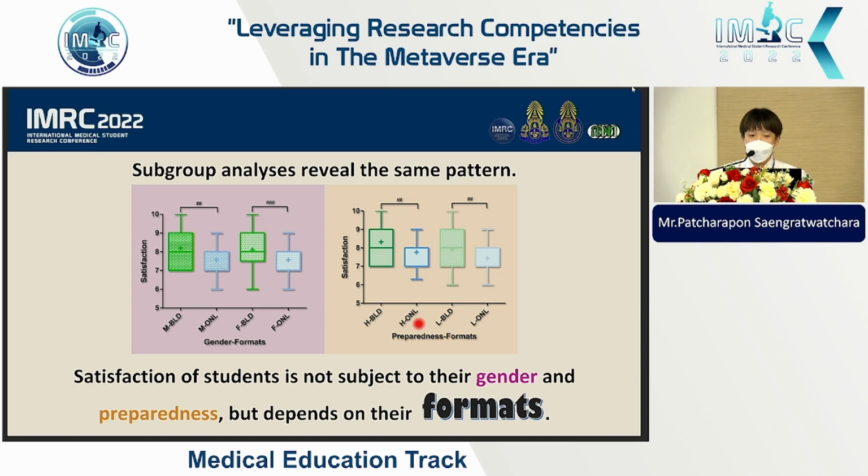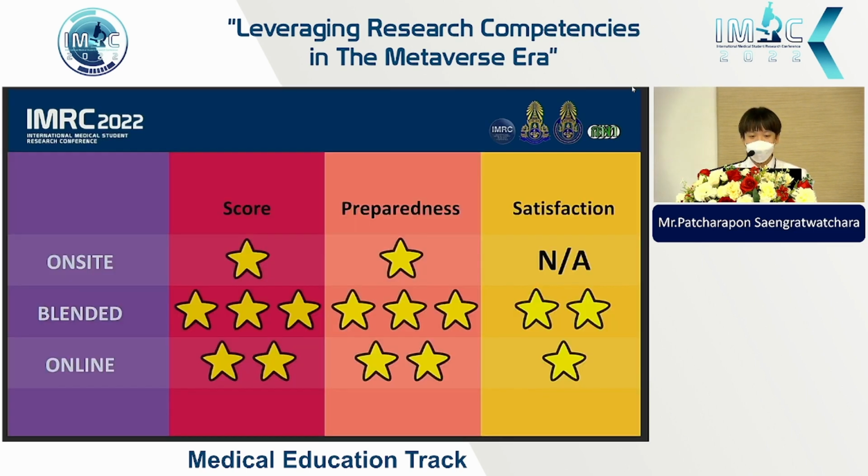You can see that the subgroup analysis revealed the same pattern as the overall result here. So we can conclude that satisfaction of students is not subject to their gender or preparedness, but depends largely on their formats here. Okay, this is the conclusion of what we have done so far. This study surprisingly shows that different learning formats can lead medical students to different academic performance.